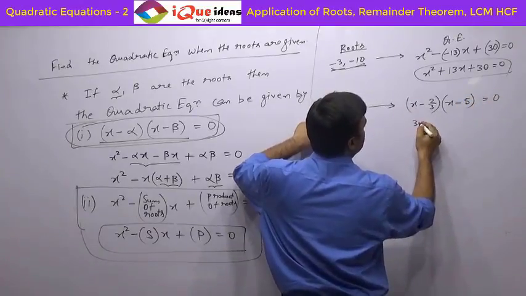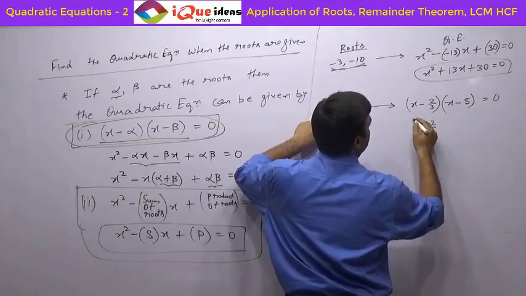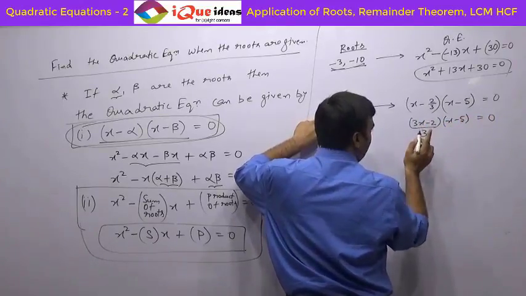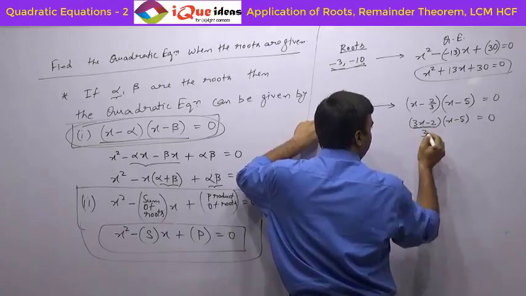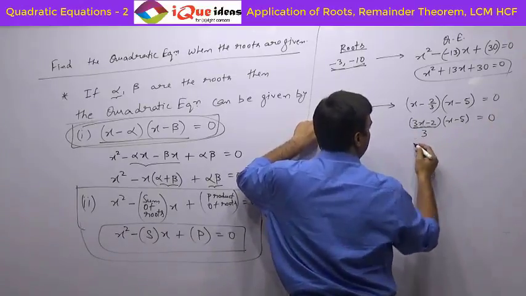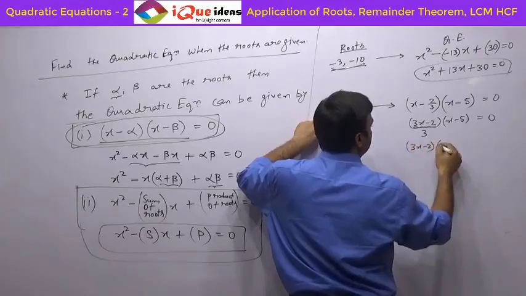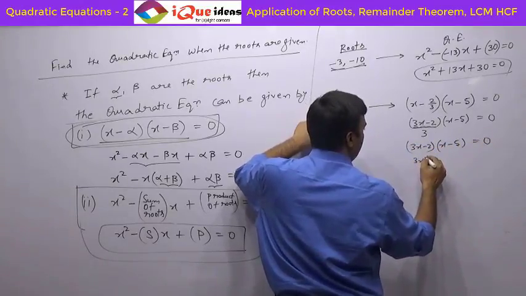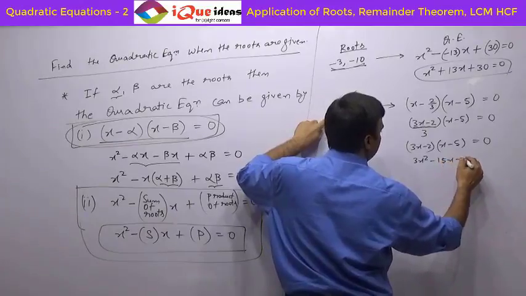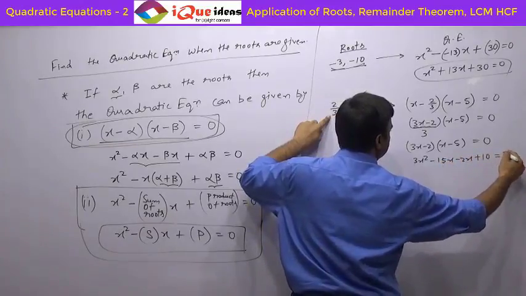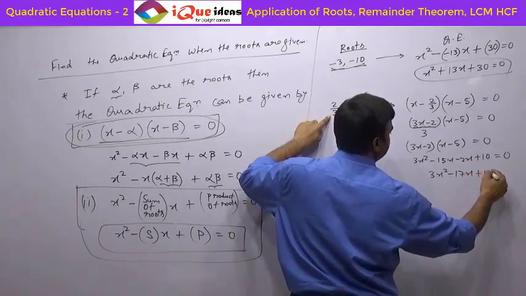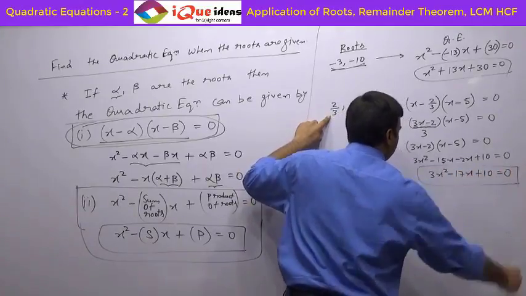So this gives us 3x minus 2 by 3 into x minus 5 equal to 0. So what we could have done is we could have directly taken this expression. So 3 goes to the other side, becomes 0. So it is 3x minus 2 into x minus 5 equal to 0. Open it, it will be 3x square minus 15x minus 2x plus 10 equal to 0. So this gives us 3x square minus 17x plus 10 equal to 0. So this is the answer of this question.